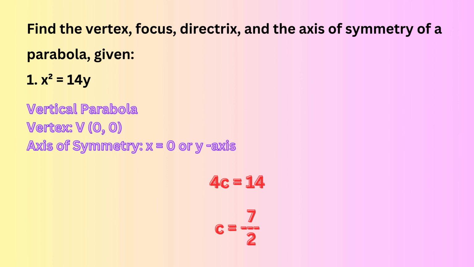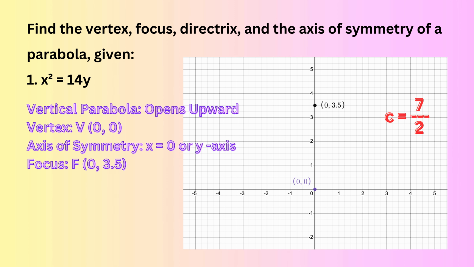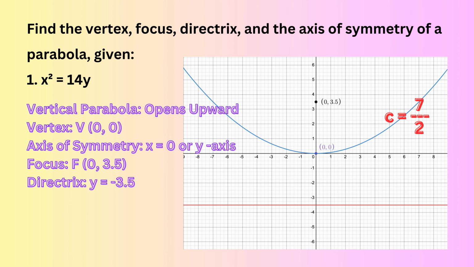Now that we know the value of c, since it's positive, then the parabola opens upward. To find the focus of the parabola, we can visualize it with a Cartesian plane. By counting 7 over 2, or 3.5 units above the vertex, we will have the focus at 0, 3.5. The directrix is the horizontal line that is 3.5 units below the vertex. So, the equation of the directrix would be y equals negative 3.5.